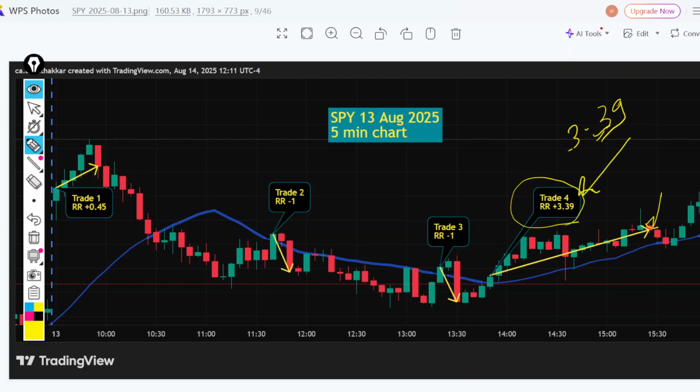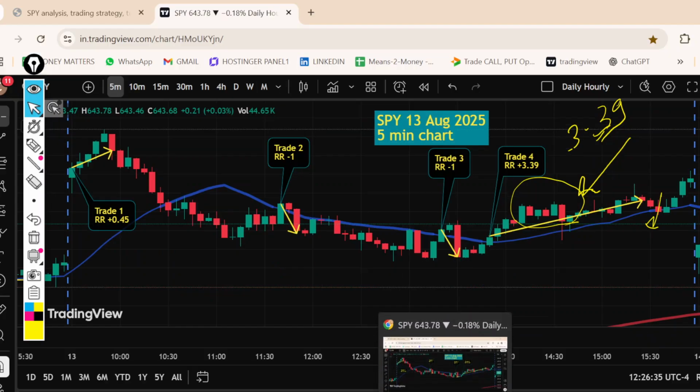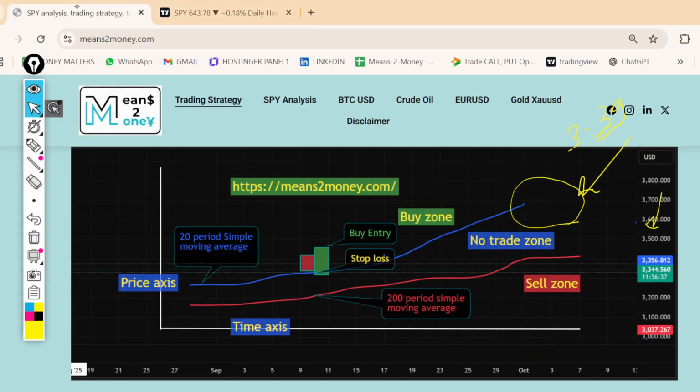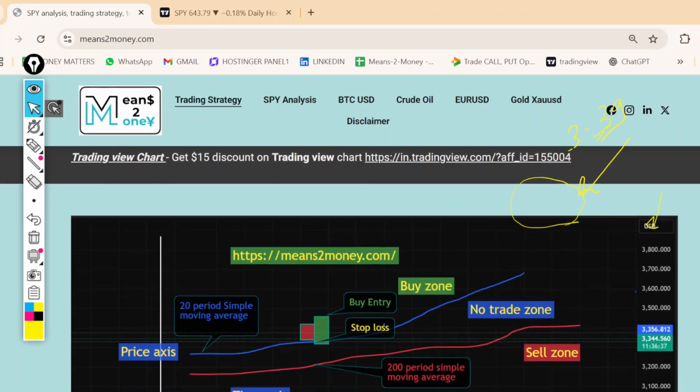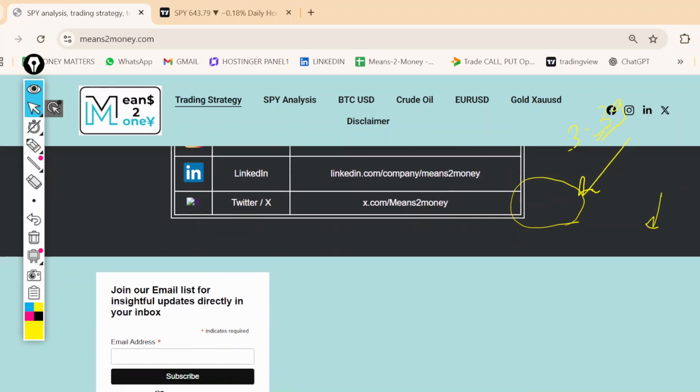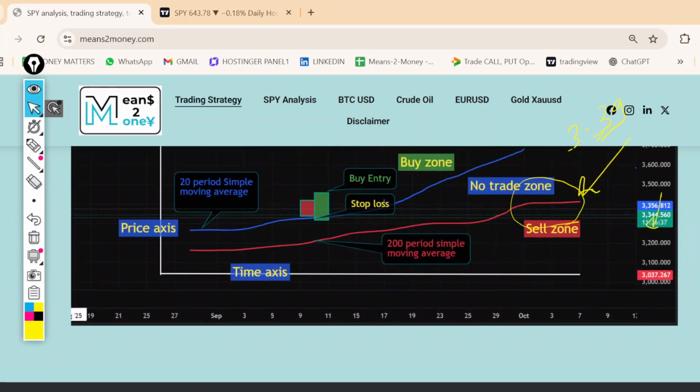So we have updated this in the website. Let me show you on the website where it is updated, so if you want to keep track of the positions, you can match your trades with this strategy shown on the website. Okay, so this is our website, Means to Money. Hold on, yeah, this is our website, Means to Money.